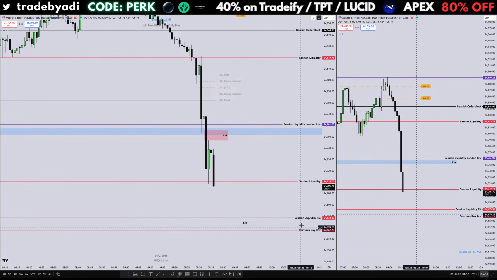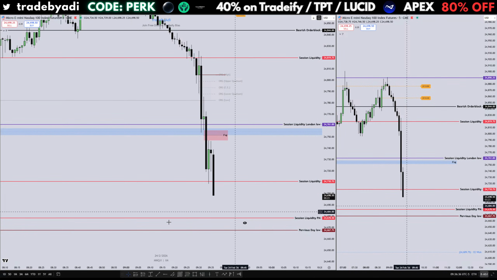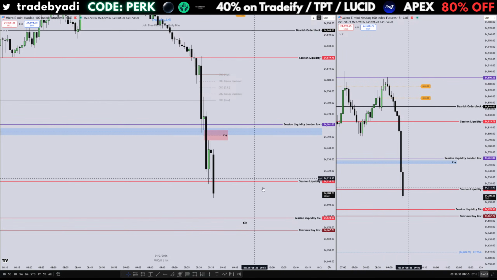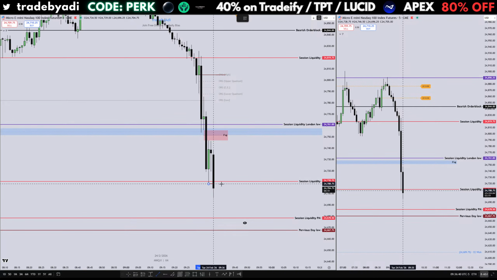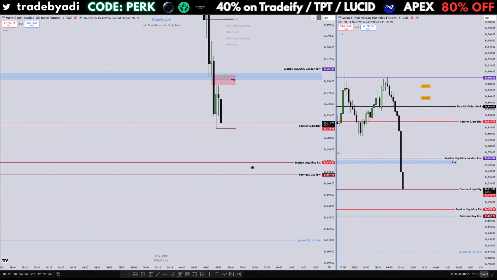not a major one. The major one is the PM session liquidity, and we also align with the previous day low. And once the price has taken out this PM low and the previous day low, everything becomes low probability for us.